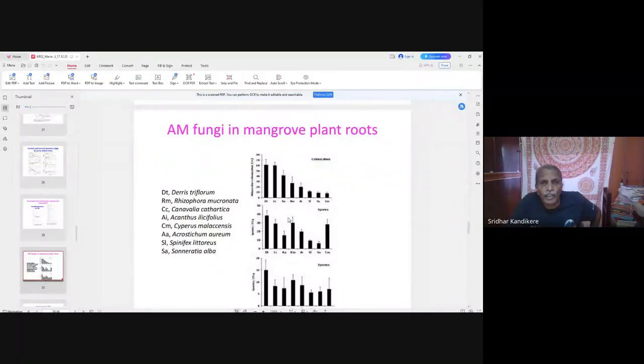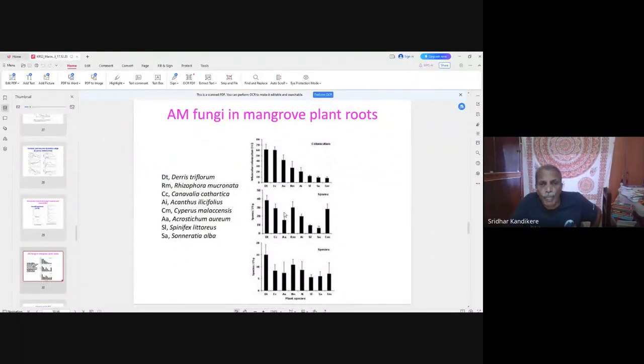These arbuscular mycorrhizae are also found in the mangrove ecosystem, and these are all the species: Derris, a legume, Rhizophora mucronata, Canavalia cathartica, another legume, Acanthus ilicifolius, Cyperus malaccensis, what we have looked at recently, Acrostichum aureum, Spinifex littoreus, and Sonneratia alba. This is the pattern, starting from Derris triflora to Cyperus malaccensis. Cyperus malaccensis has fewer arbuscular mycorrhizae compared to Derris triflora.